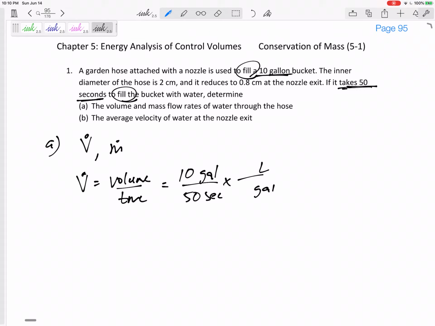So I'm going to change gallons to liters, because we're in centimeters. Let's go to liters. We could look on our conversion chart, conversion factor for volume. But 1 gallon would be 3.785 liters. All right, so 10 times 3.785 divided by 50 is 0.757 liters per second. That is the volumetric flow rate.